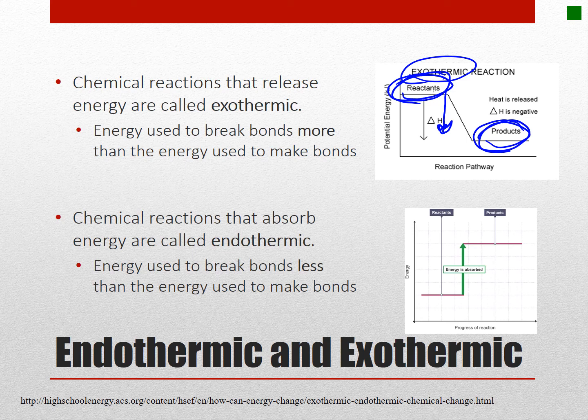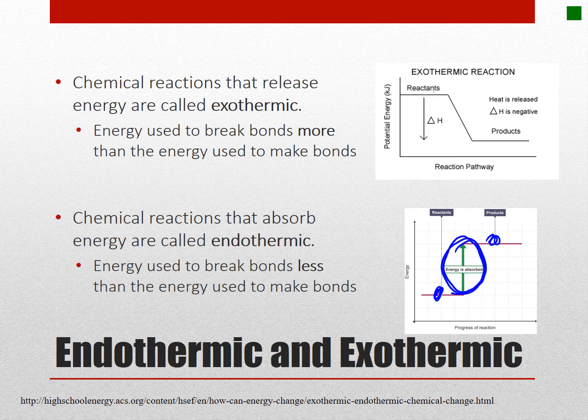An endothermic process, on the other hand, is when the energy used to break the bonds is less than the energy used to make the new bonds. What that really translates to is that if I have reactants and I have products, the energy in the reactants is less than the energy in the products. So how can I possibly go from here to up here? Well, I have to absorb this amount of energy, which means I am an endothermic process. Okay, so that is endothermic when you absorb energy.